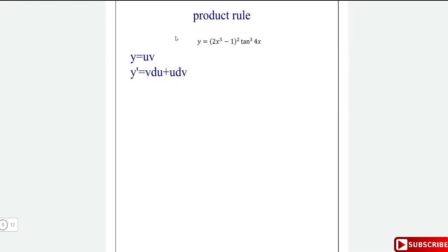So after lots of practice, we get used to this. So pretty much you're calling u to be your first function. So call this your u: u is (2x to the 5th minus 1) squared, that's your u.